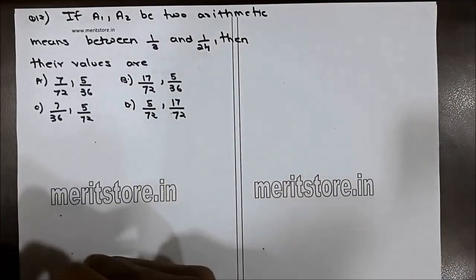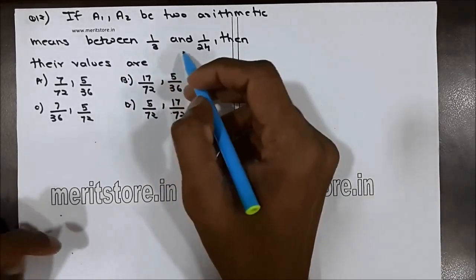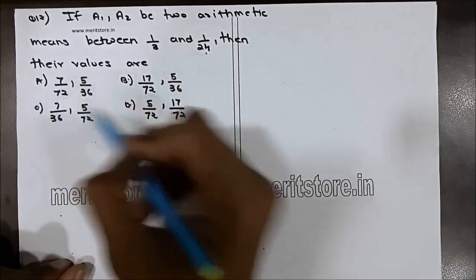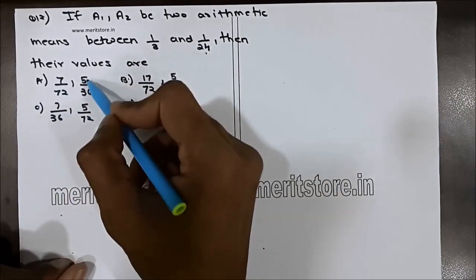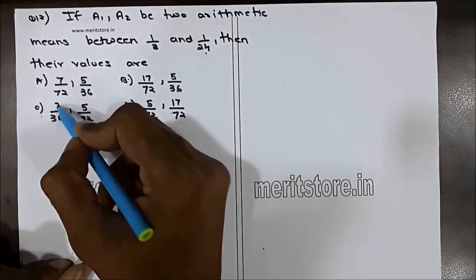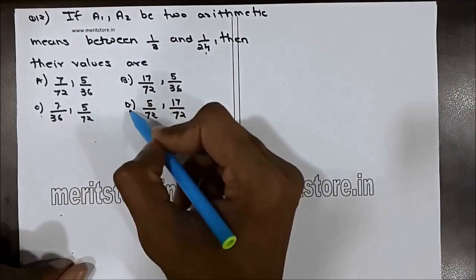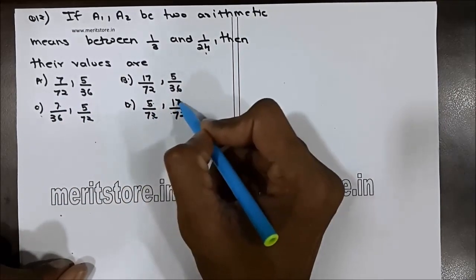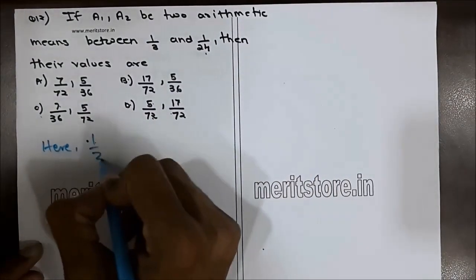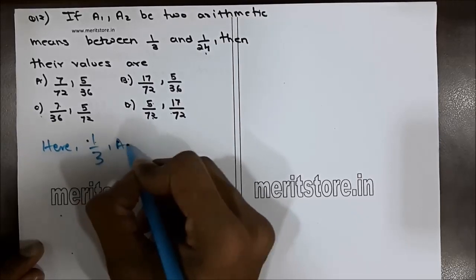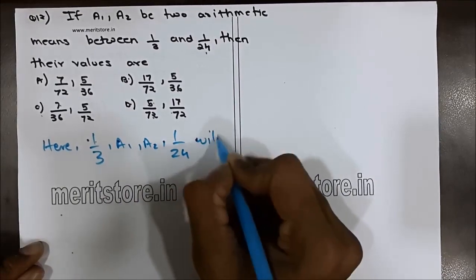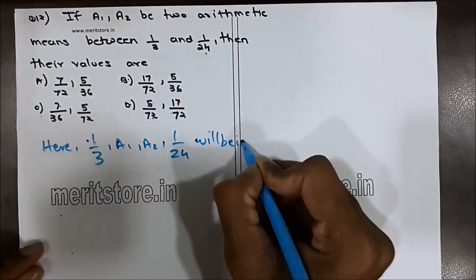Question 12. If A1, A2 are the two arithmetic means between 1 by 3 and 1 by 24, then the values are, we have four options: A 7 by 72, 5 by 36; B 17 by 72, 5 by 36; C 17 by 36, 5 by 72; and D 5 by 72, 17 by 72. Here 1 by 3, the two arithmetic means A1 and A2, and 1 by 24 will be in AP.